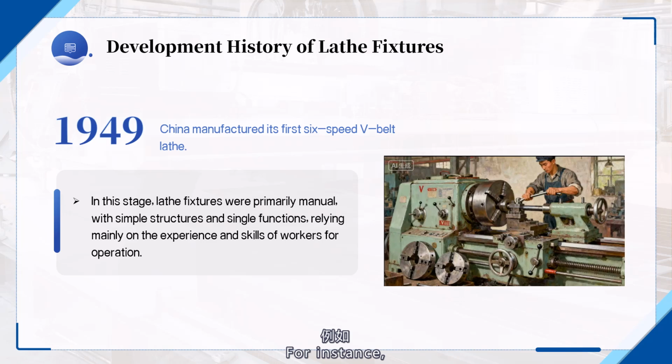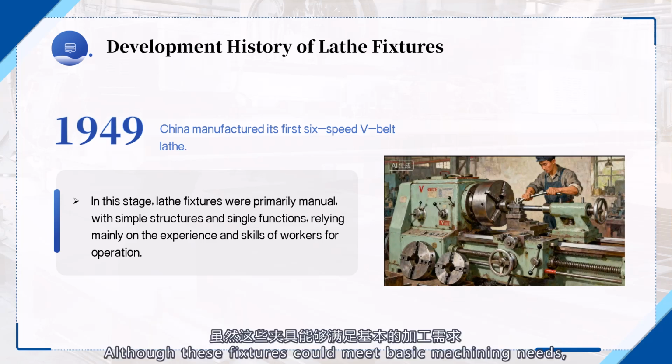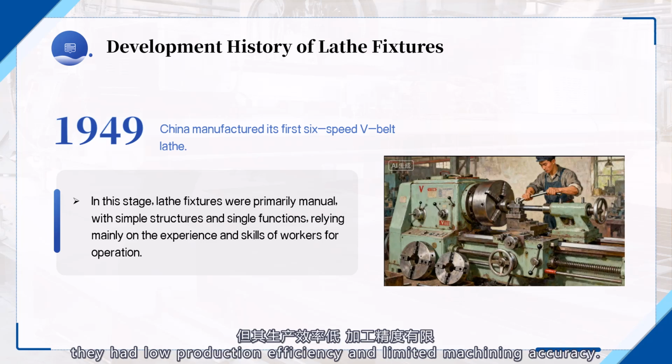For instance, general-purpose fixtures, like the 3-jaw and 4-jaw chucks of that time, required manual rotation of the chuck wrench to clamp and release workpieces. Although these fixtures could meet basic machining needs, they had low production efficiency and limited machining accuracy.